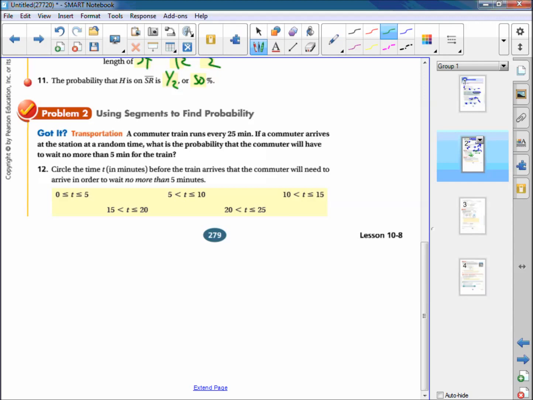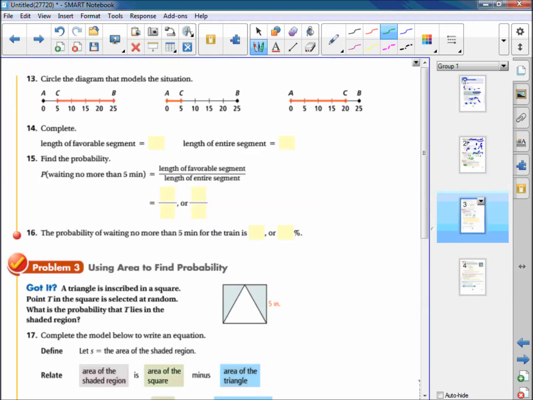So the commuter needs to get there. The train will have to come in the first 5 minutes that the commuter is waiting, so somewhere between 0 and 5. Circle the diagram that models this situation. So which diagram represents the wait of 0 to 5? This is the commuter waiting for 5 minutes. Complete the following for number 14.